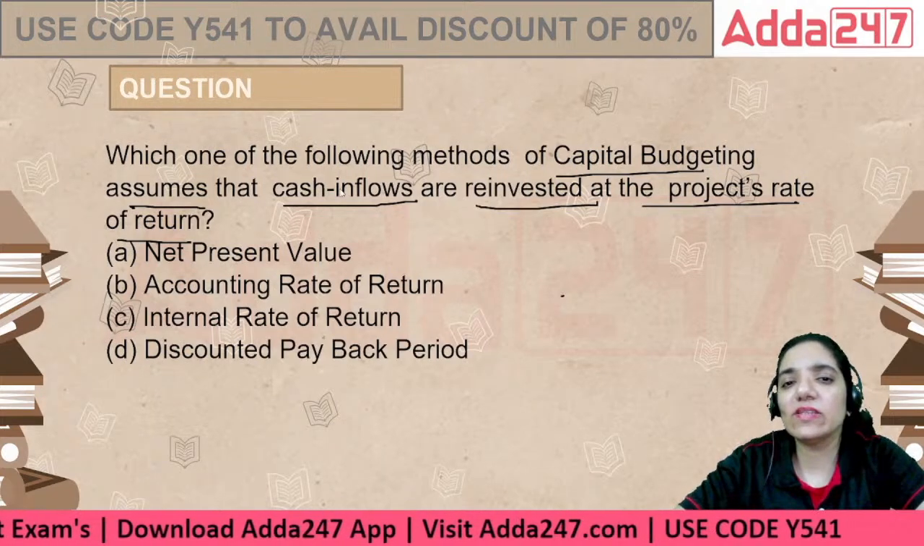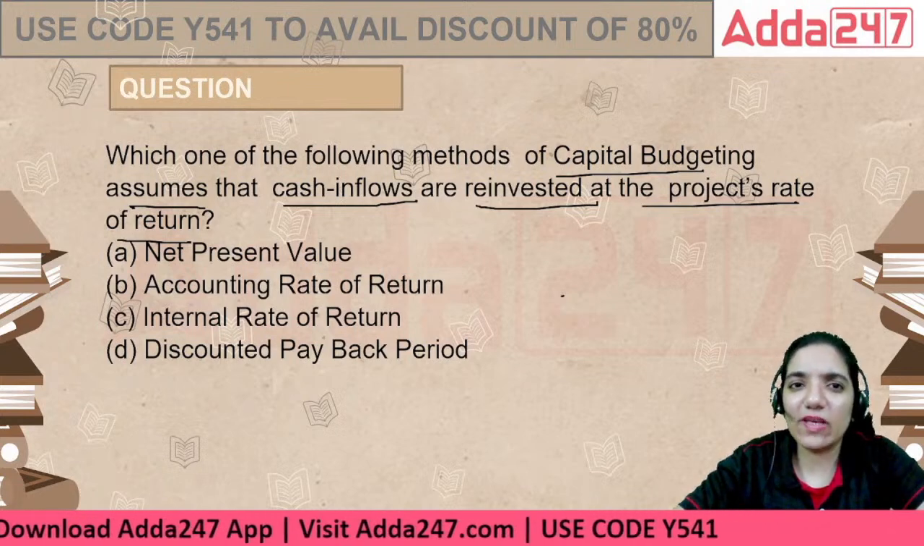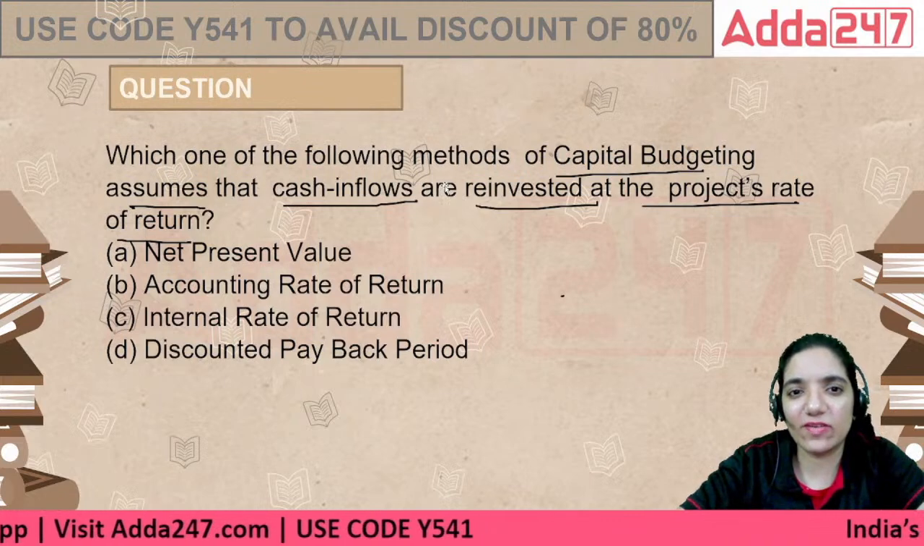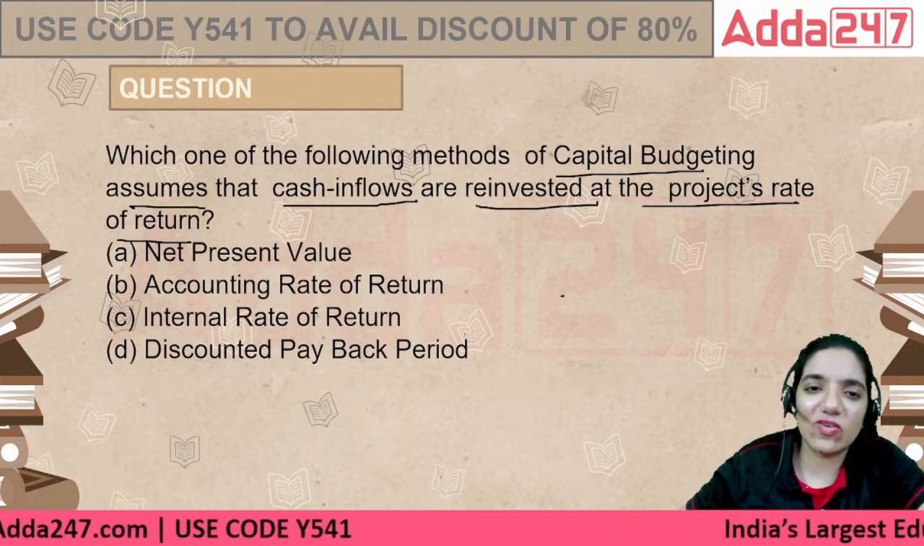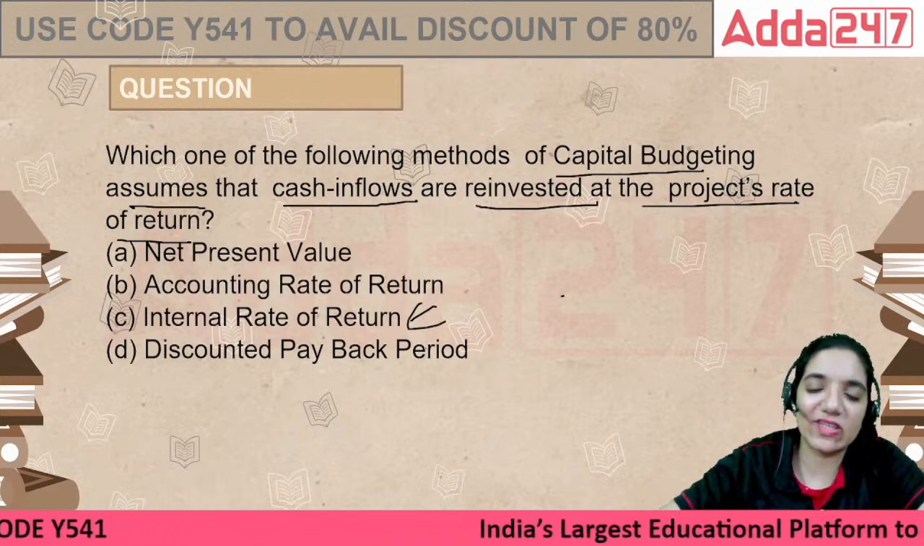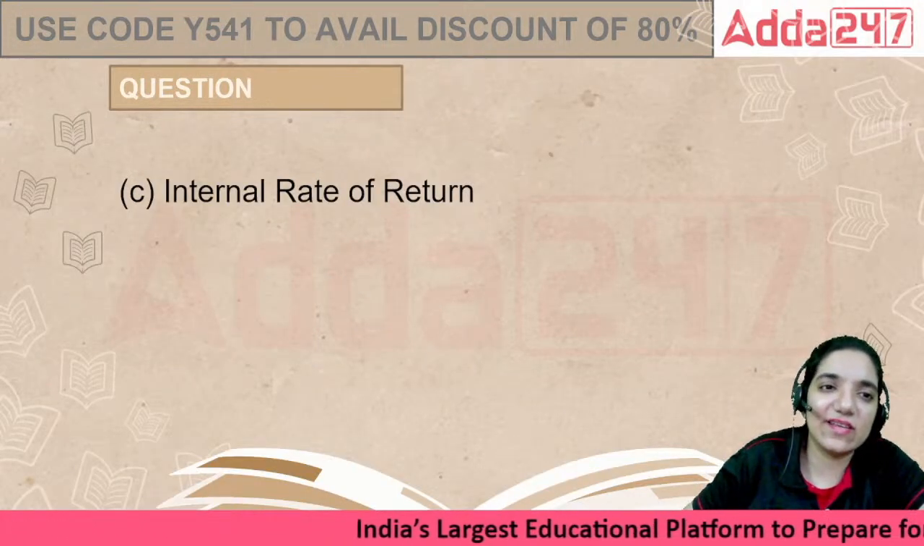Which one of the following assumes that cash flows are reinvested at the project's rate of return? That method is called IRR. Under internal rate of return, that amount is reinvested at the project's rate of return. That is internal rate of return.